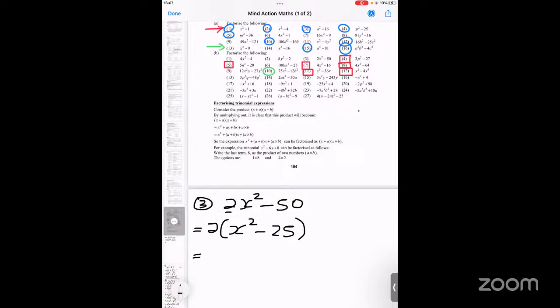Yes, I understand. Okay, so now we've got 2 into, we have x squared. We will therefore say minus. Now the question is, how can that 25 be written in a form of something squared? It can be written as 5 squared. Yes, it can be written as 5 squared, where now we've got the difference between two squares.